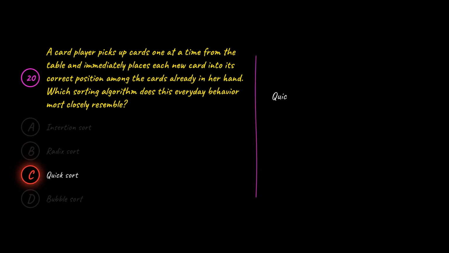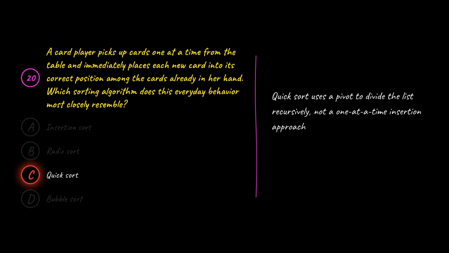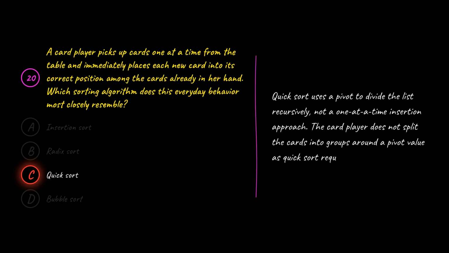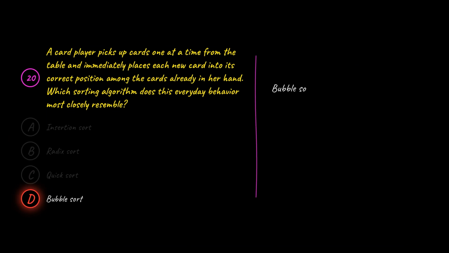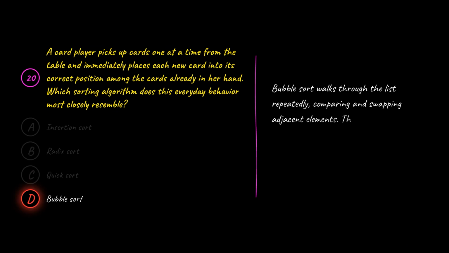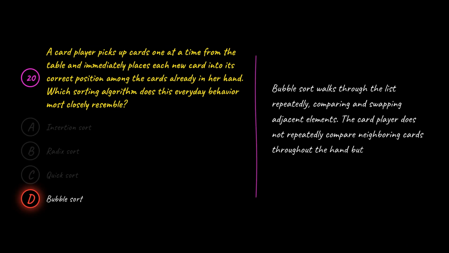C is wrong because quicksort uses a pivot to divide the list recursively, not a one-at-a-time insertion approach. The card player does not split the cards into groups around a pivot value as quicksort requires. D is wrong because bubble sort walks through the list repeatedly, comparing and swapping adjacent elements. The card player does not repeatedly compare neighboring cards throughout the hand, but rather places each new card directly into position.